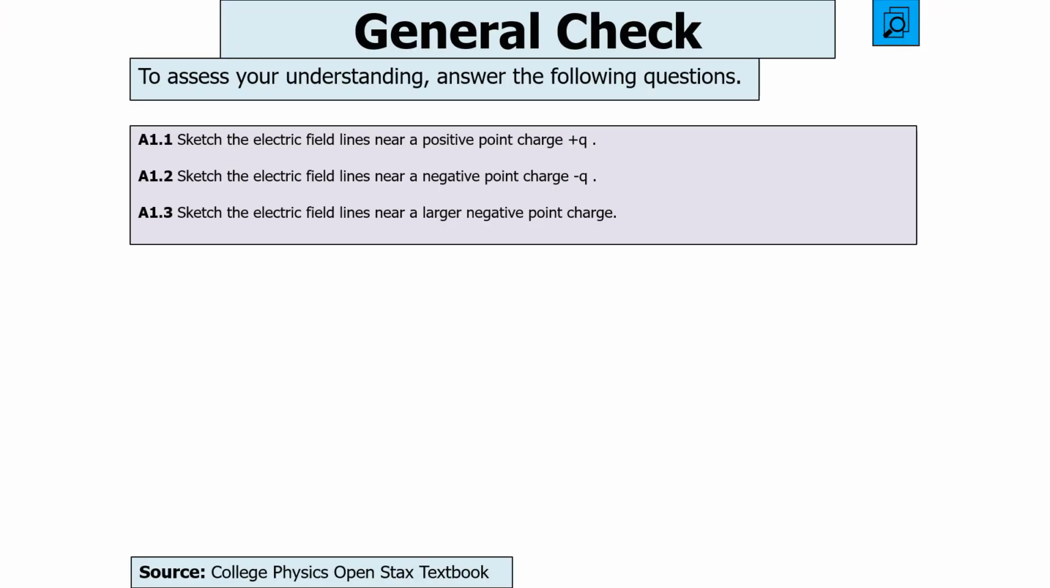So the first question says, sketch the electrical field lines near a positive charge of plus Q, sketch the electrical field lines near a charge of negative Q, and then sketch the electrical field lines near a larger negative point charge. So pause the video now, then unpause the video when you want to go through your answer.